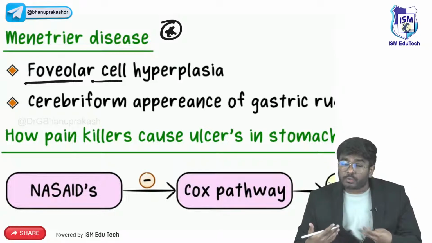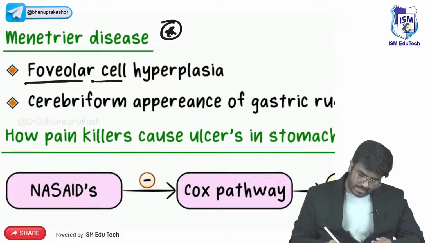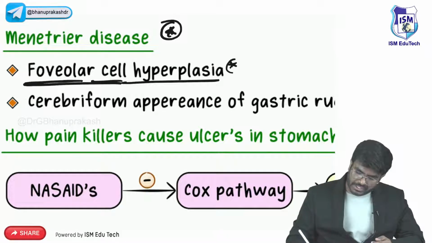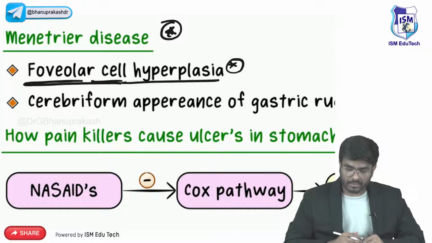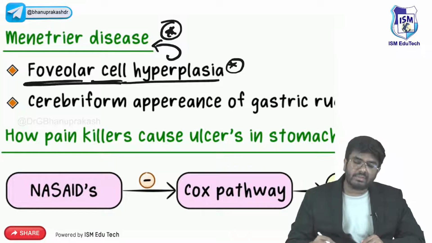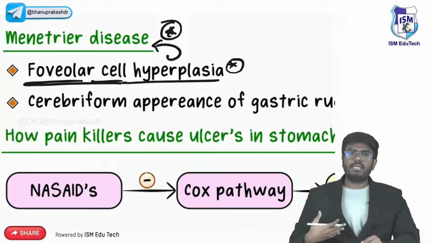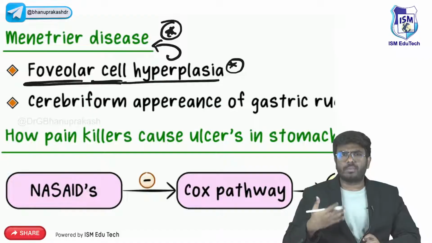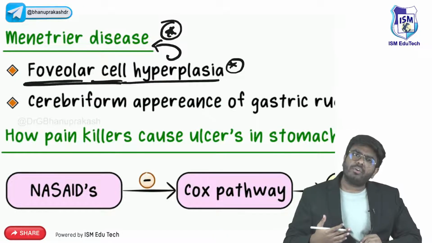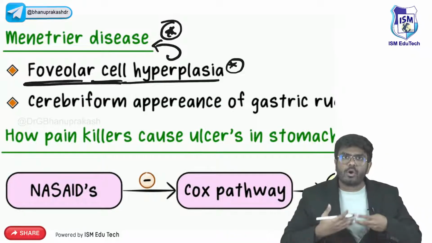cells, the mucus-producing cells in the stomach. If these foveolar cells undergo hyperplasia, foveolar cell hyperplasia, that will cause a disease called Menetrier's disease. For example, imagine I'm having so much acid production. What happens to the foveolar cells? They will undergo hyperplasia to produce more mucus.